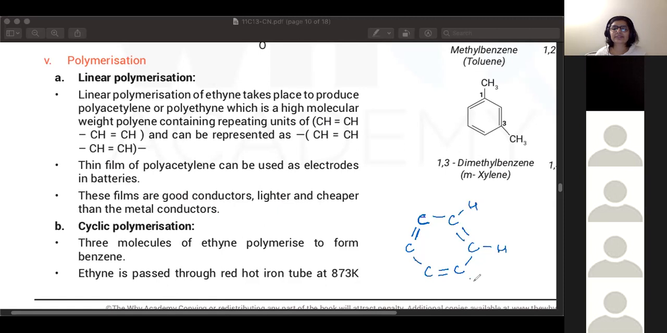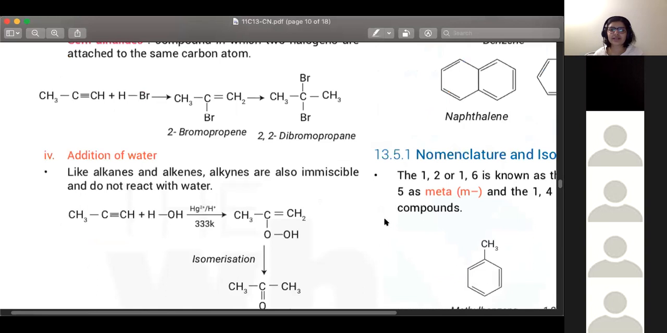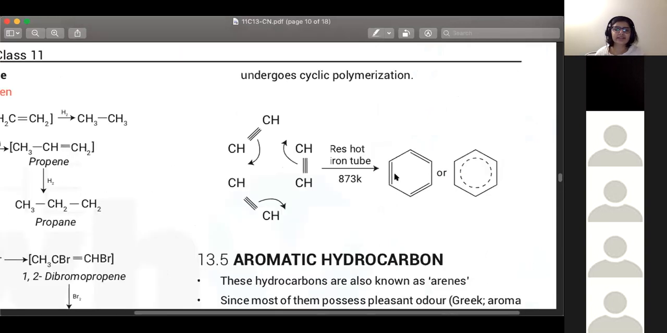So benzene is basically CH taken 3 times. That's why you get C6H6. So for cyclic polymerization, again, this is one method of formation of benzene. When ethyne is passed through red hot iron tube at the specific temperature, it polymerizes into a ring structure, and that's how you get benzene. Okay, so these are the properties of ethyne. Now we'll learn more about benzene.